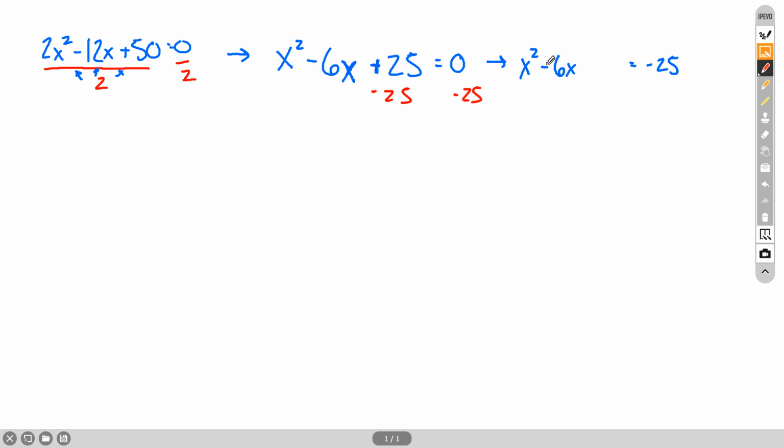So half of negative 6 is negative 3. Negative 3 times negative 3 is positive 9. So I want to add positive 9 to both sides, because that will cause the left side to factor into x minus 3 squared. And the right side, whoops, is negative 16.